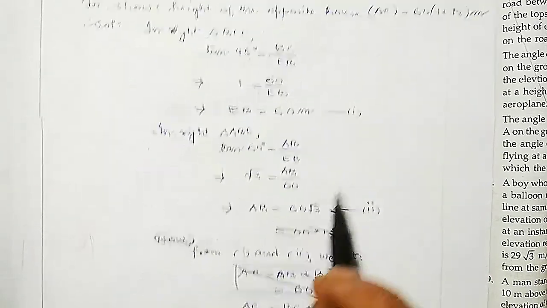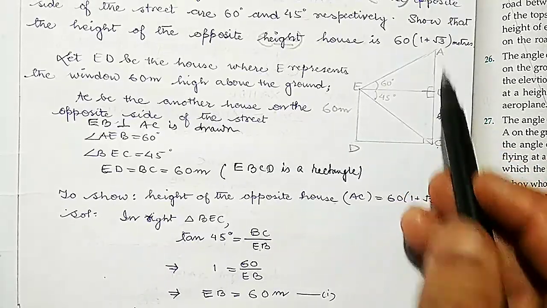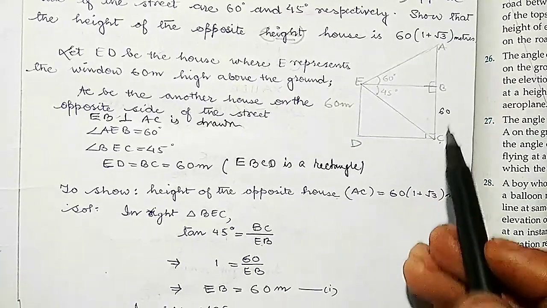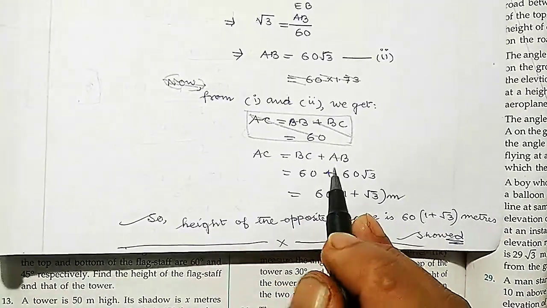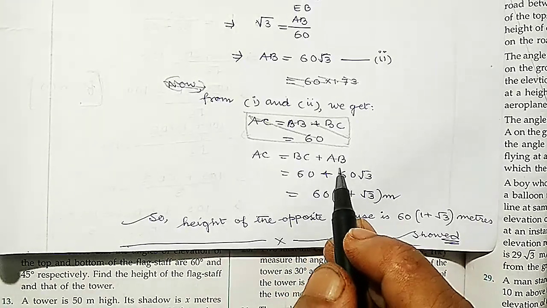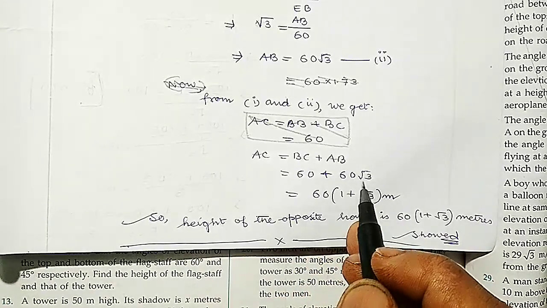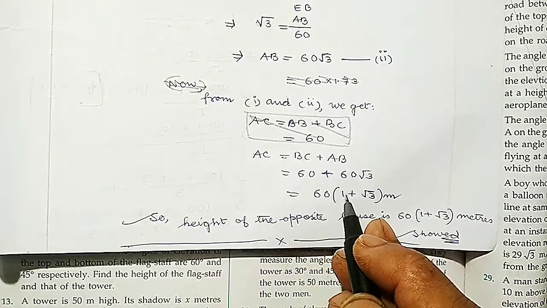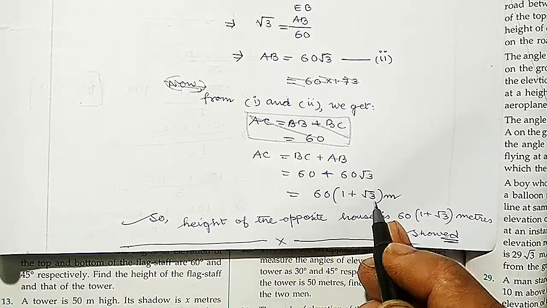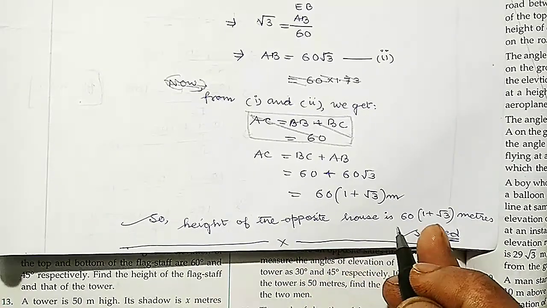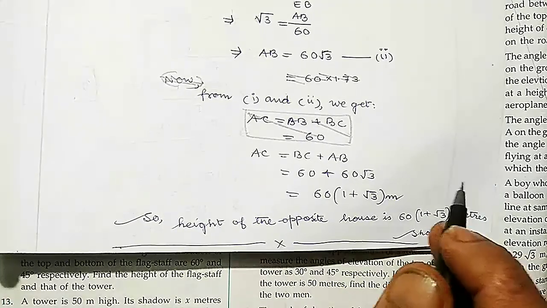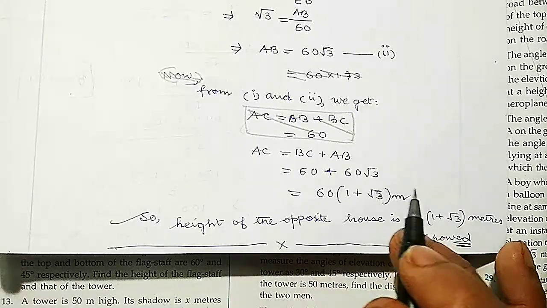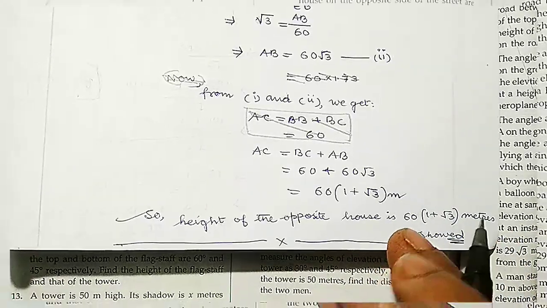Now we want the height AC. What is AC? AB plus BC. So we can write AC equals AB plus BC. We got BC equal to 60 and AB equal to 60 root 3. If I take 60 common, I am going to get 1 plus root 3. Therefore, height of the opposite house is 60 (1 plus root 3) meters. I hope this sum is also clear. Now I'll do the next sum, that is question number 18.